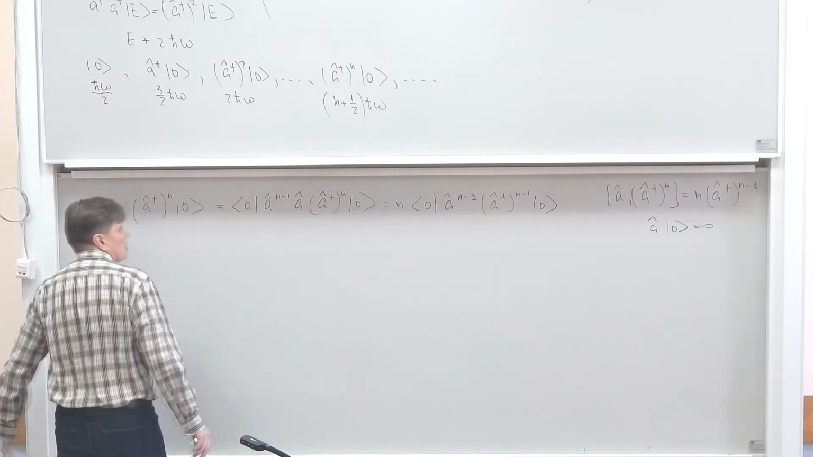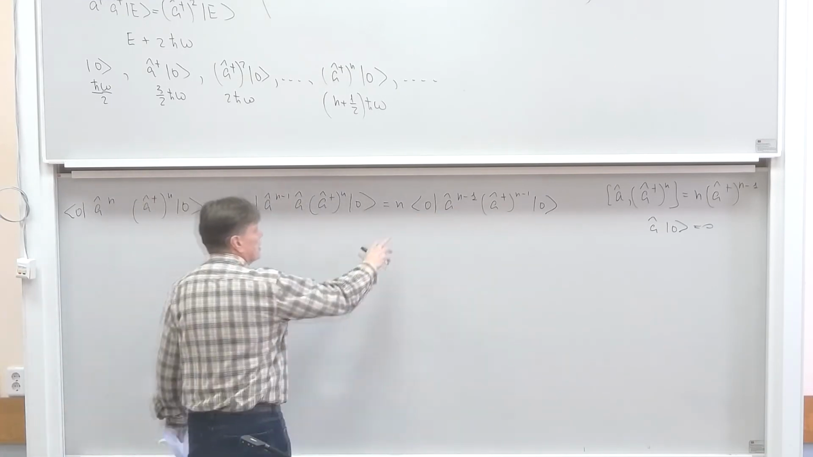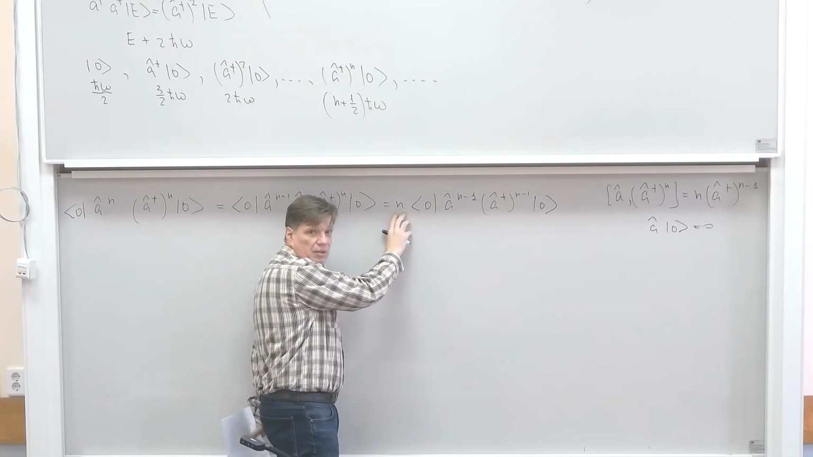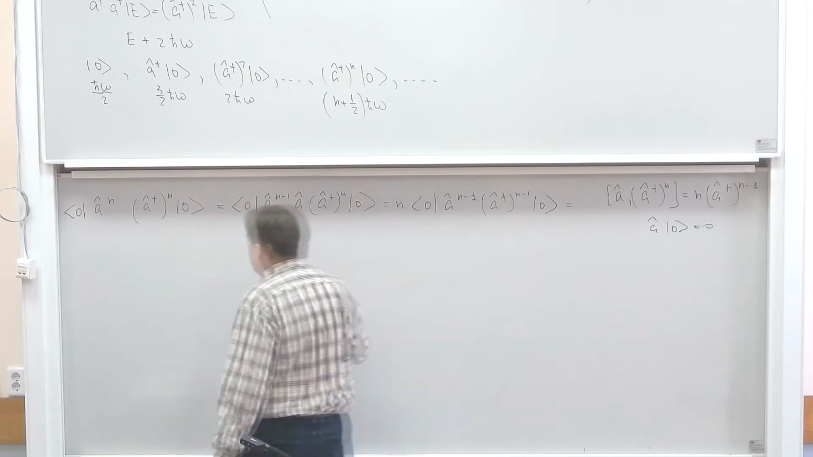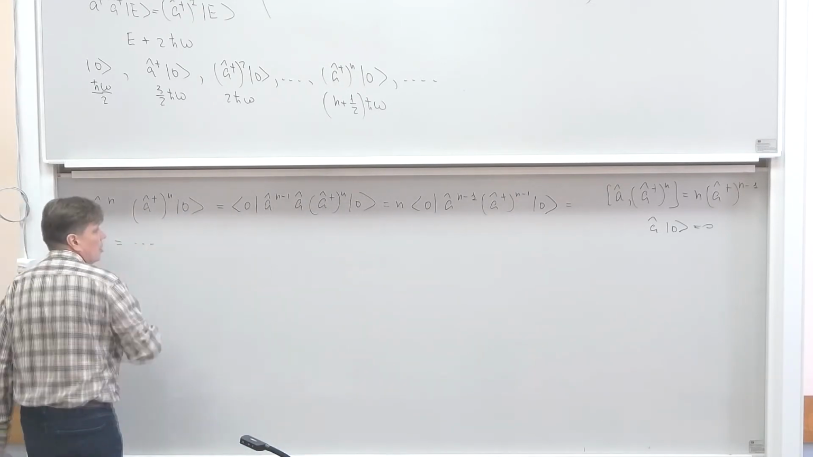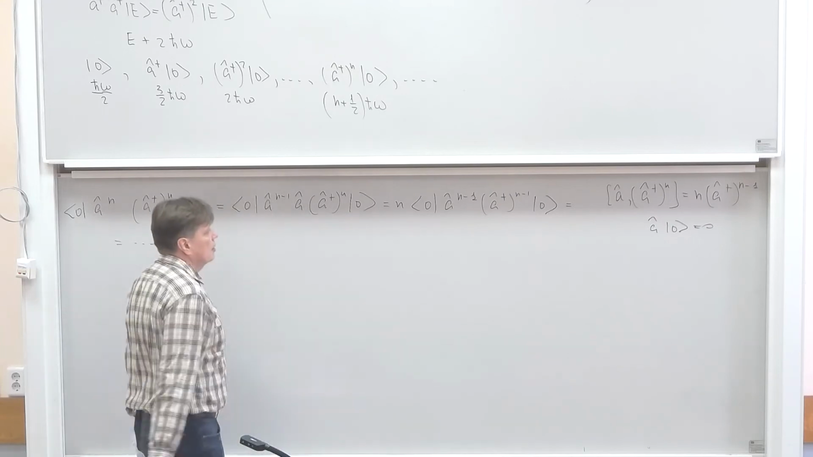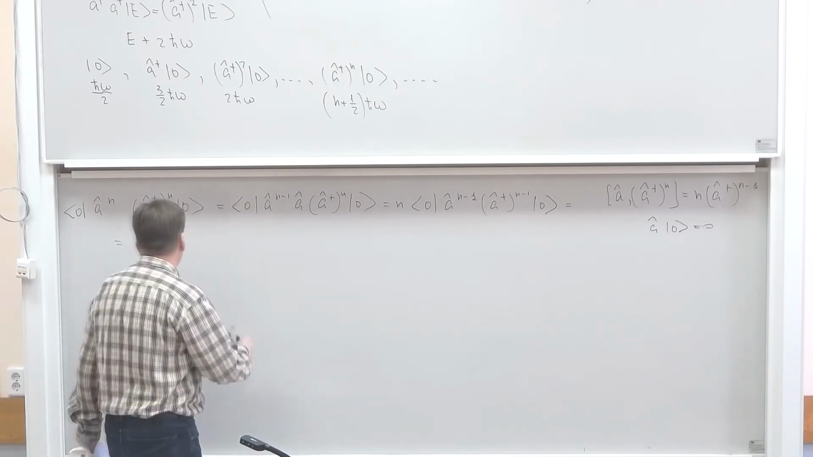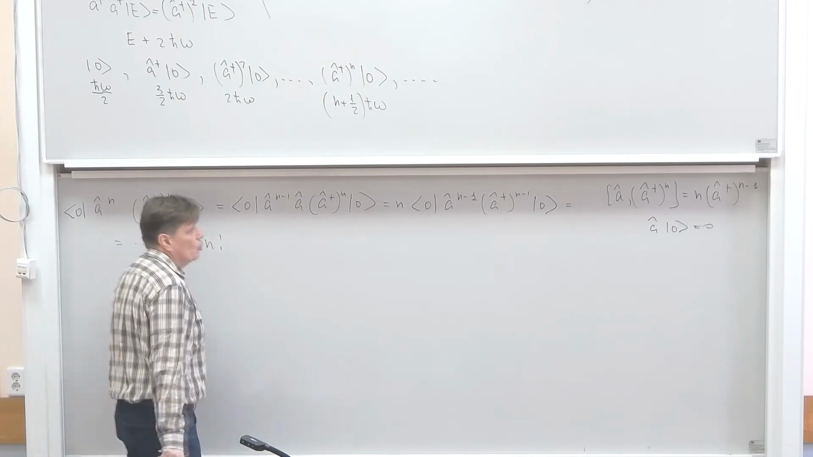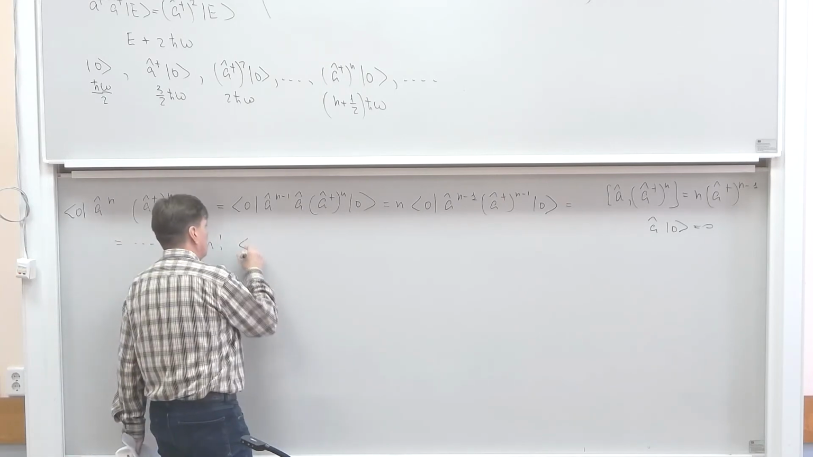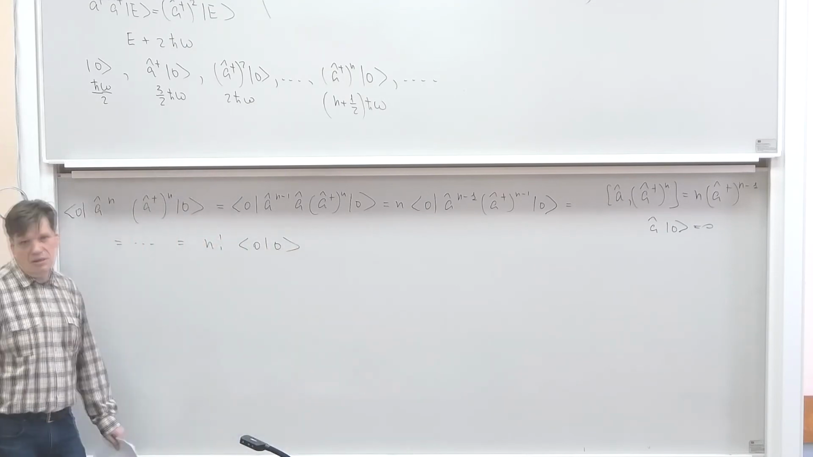The only difference is that now I have n minus 1 instead of n, and I have this n in front of the scalar product. So I can proceed in this way once and again, and by simple induction I conclude that finally I get something like n factorial and the scalar product of the ground state with itself.